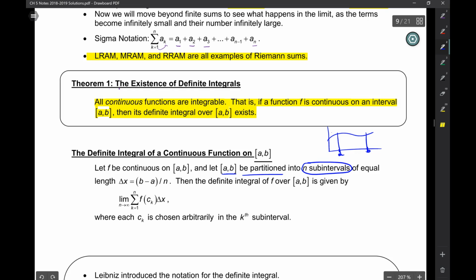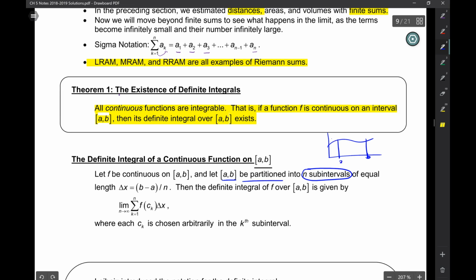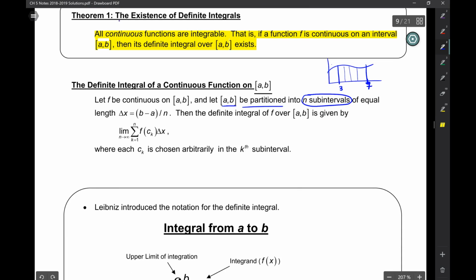Does that make sense? If we're going from 3 to 7, and you want 4 subintervals inside, how do you know how wide each one is? 7 minus 3 over 4, right? So that's b minus a over n. This length we're now going to call delta x. You've seen that in physics before. Delta x is basically the change in x. How much did x change in going from here to here? So delta x is b minus a over n.